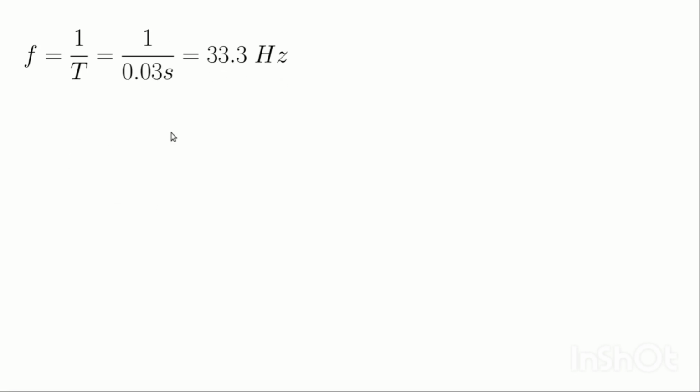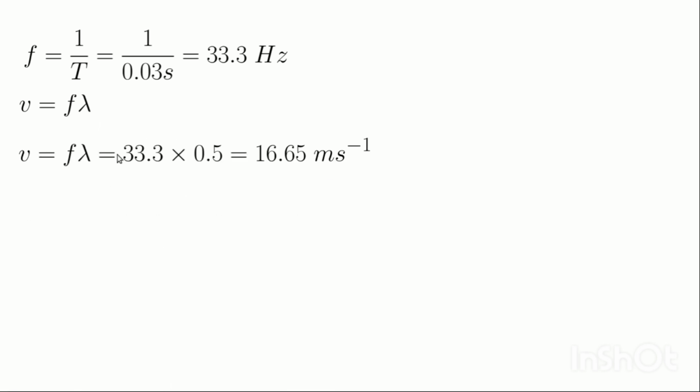The next question we're asked to look for is the velocity of propagation of the wave. We can use this formula, v equal to fλ. Our f is already known. Our wavelength is 0.5 meters. So if we call up those parameters and multiply, we get 16.65 meters per second.